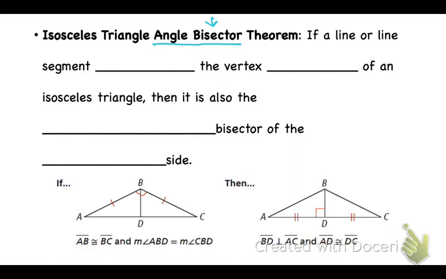Yep. Okay, so if a line or line segment bisects the vertex angle of an isosceles triangle, then it is also the perpendicular bisector of the opposite side.